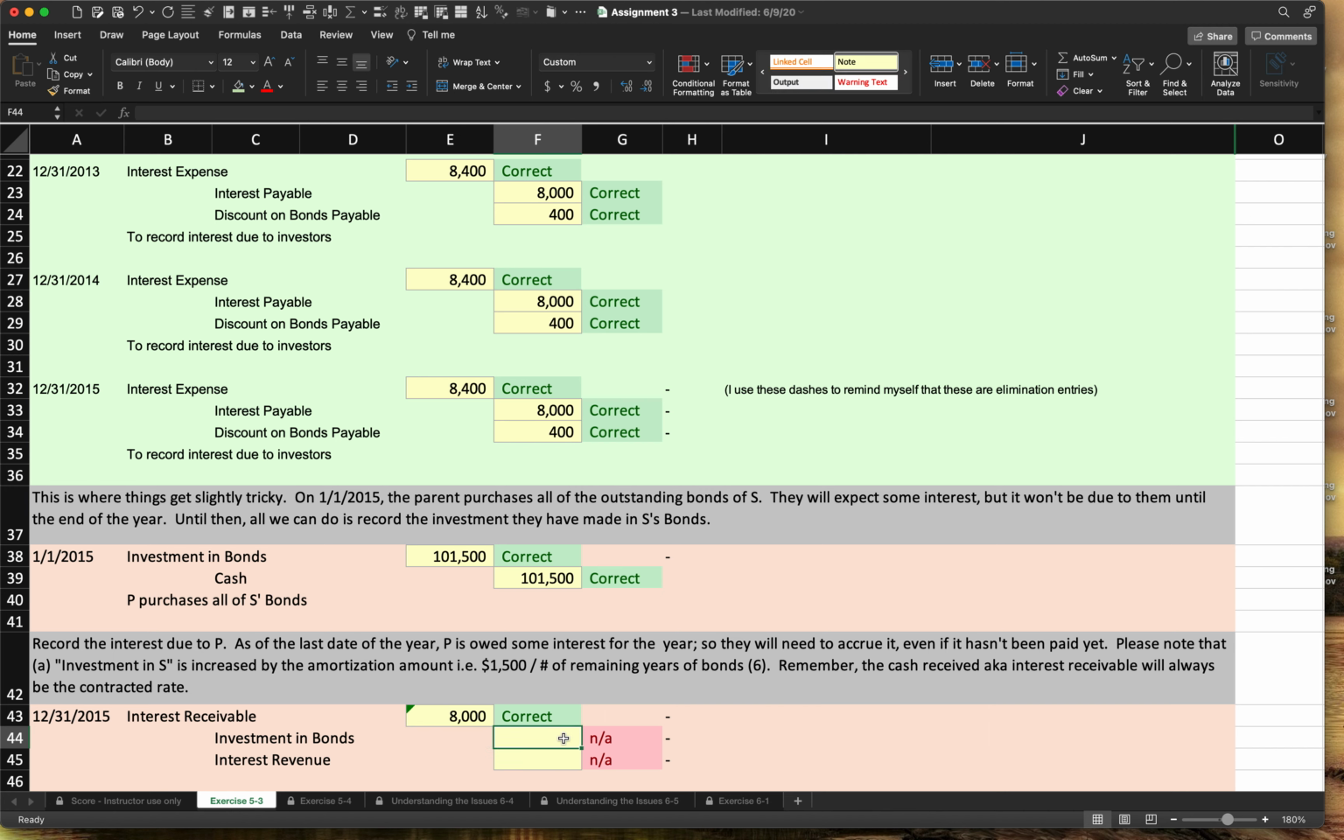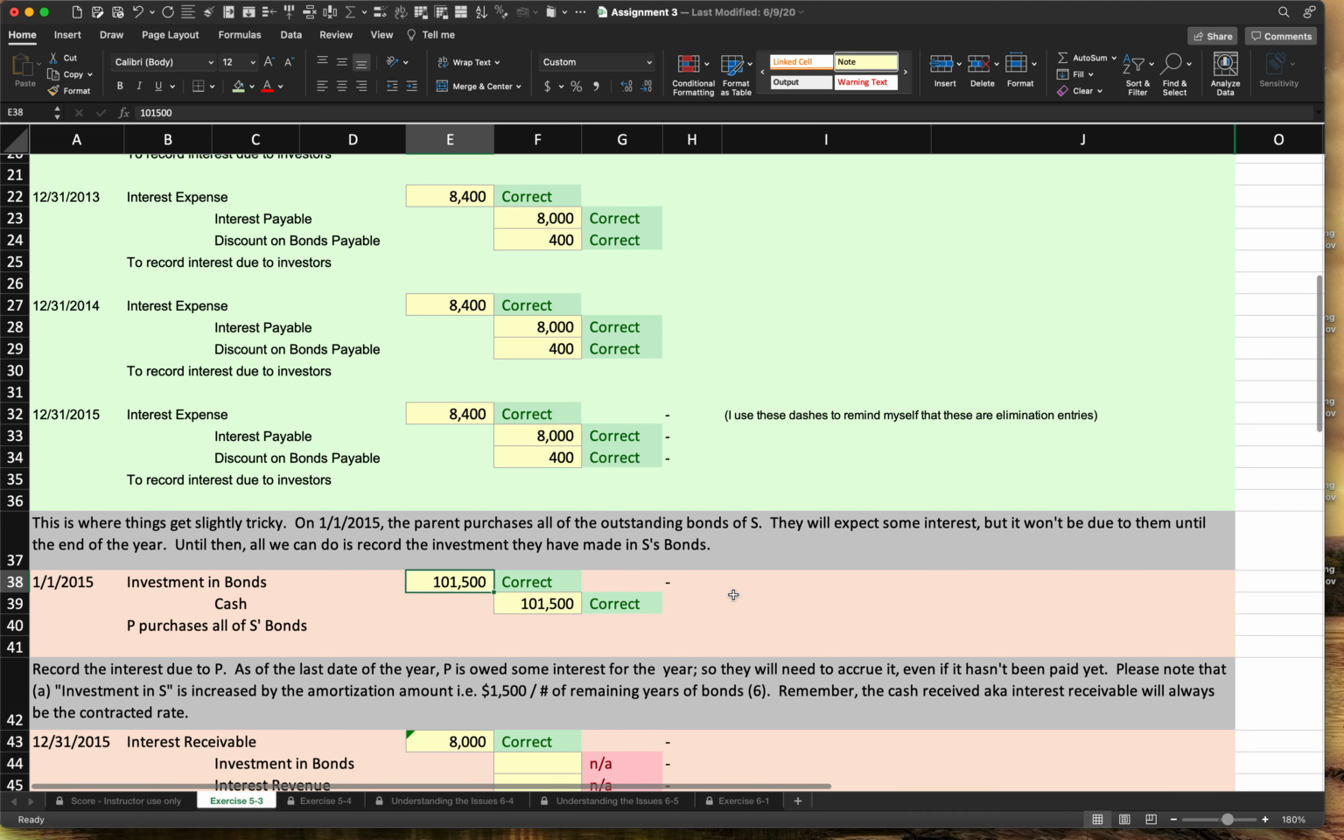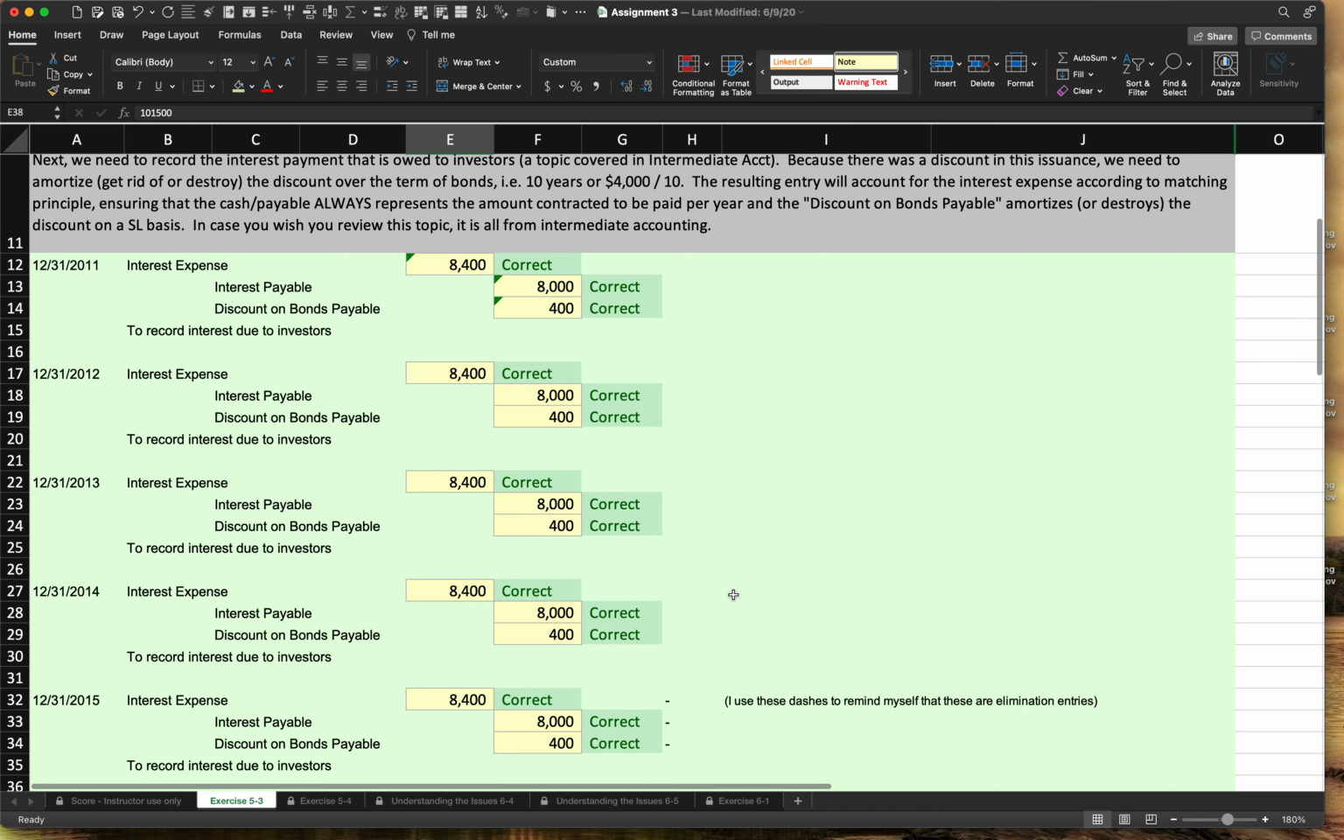Please note that whether it's a discount or a premium, we need to amortize or destroy it over the remainder of the bonds. So in this scenario, we now know that the premium that was paid for these $100,000 bonds was $1,500, which is 101,500 minus 100,000. So we know that the premium paid was $1,500. We just now need to divide it by the number of remaining years of the bond. Okay, so how many years is that?